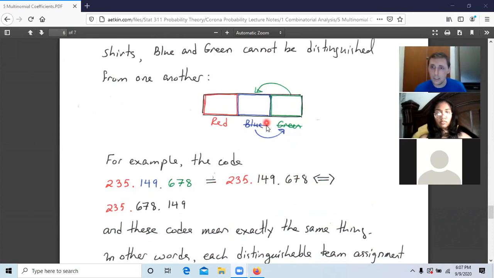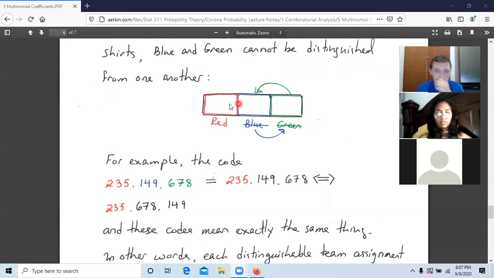Do you see that? Which means in terms of synonyms, if I use the same form, the code 2, 3, 5, 1, 4, 9, 6, 7, 8 is the same as 2, 3, 5, 6, 7, 8, 1, 4, 9. I can just change places here. Do you all see that, guys? What I'm trying to convey here?